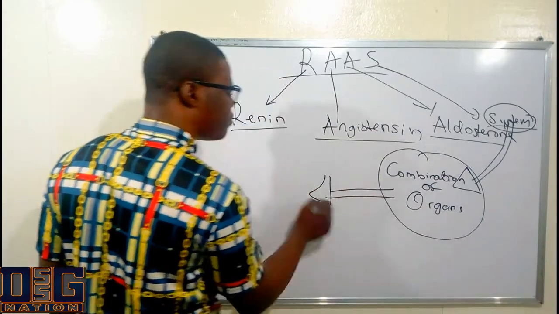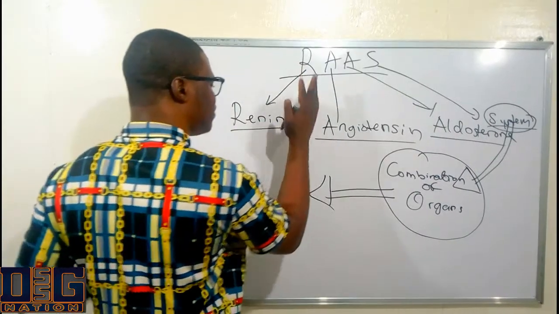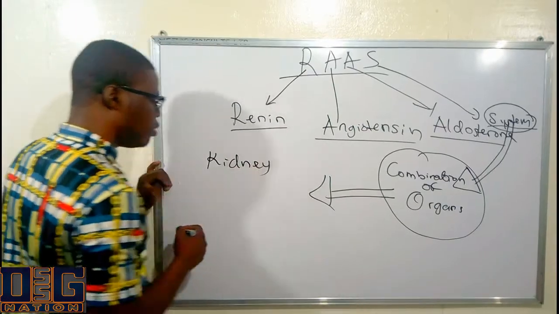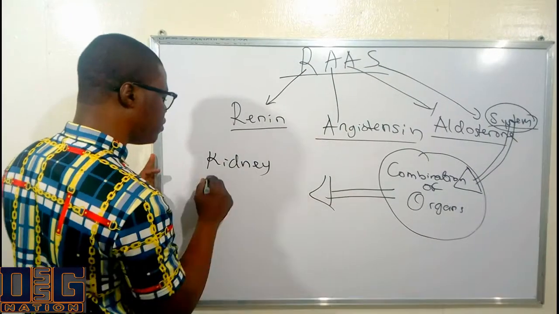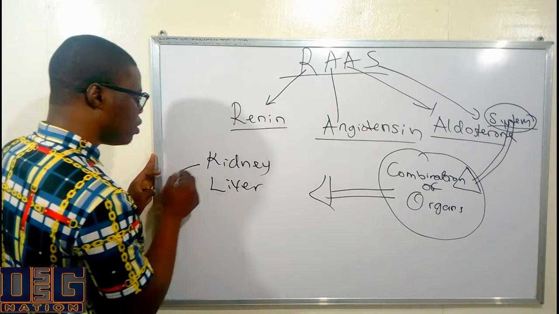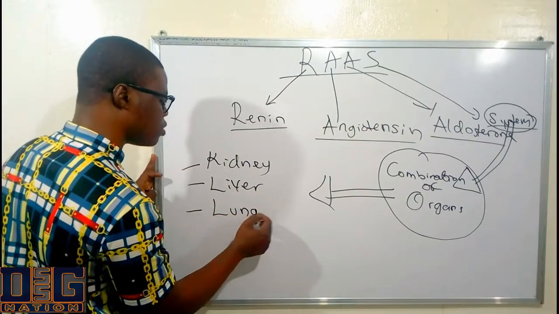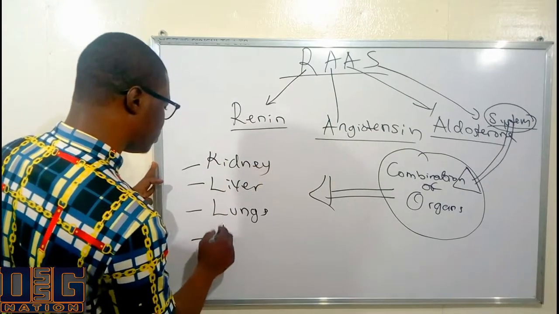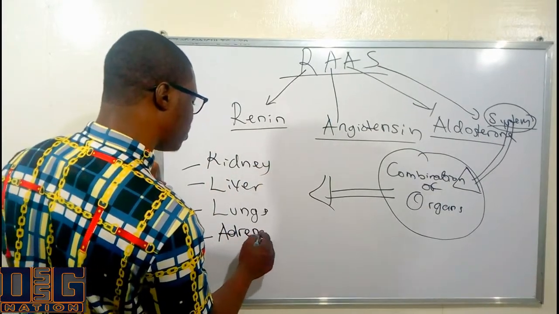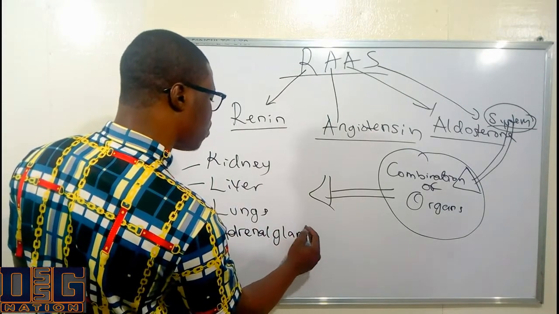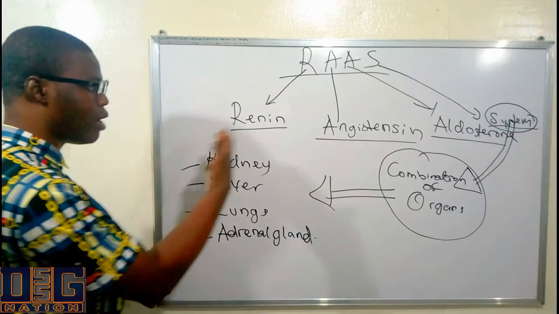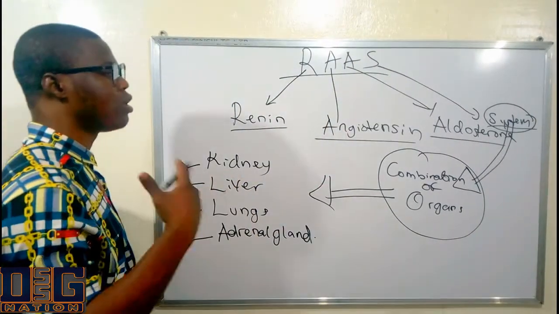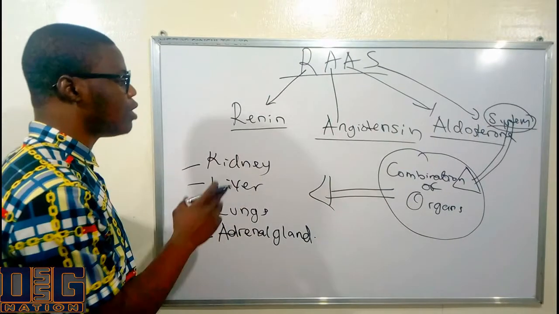So majorly we have 4 organs working in the RAAS. The first one is the kidney. The second one is the liver. The third one is the lungs. And the last one is the adrenal gland. So all these organs are working in the Renin Angiotensin Aldosterone system. The question is how? I'm going to show you that after turning the board.